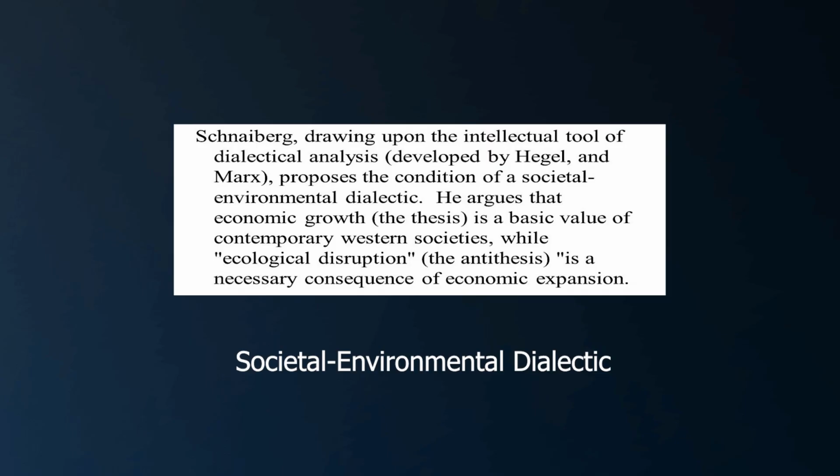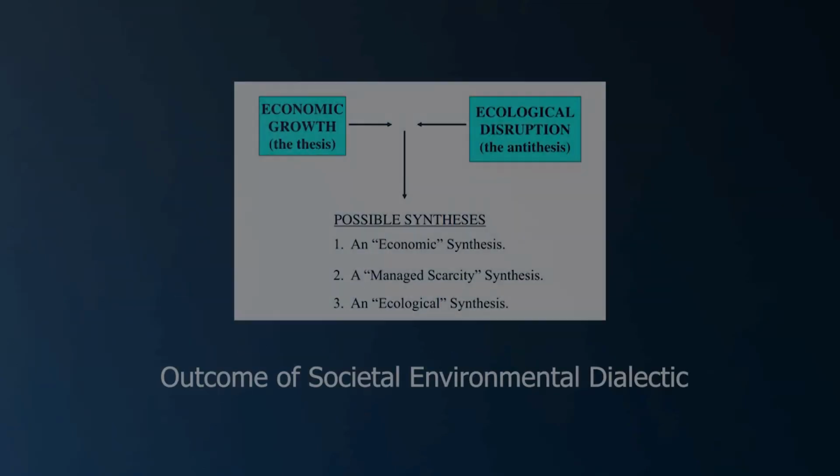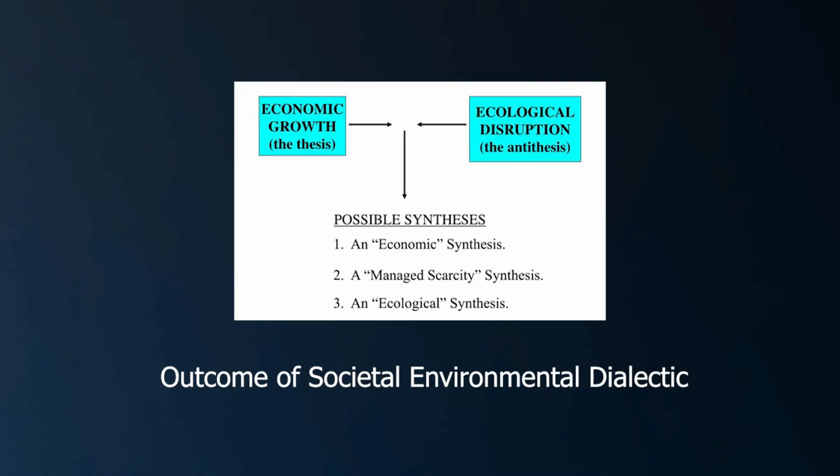What he stated was a societal environmental dialectic. He argued that economic growth is the basic value of societal improvement in the Western world, whereas ecological disruption is a necessary consequence of economic expansion. So this is the dialectic. On one side there is development, on the other side there is disruption. That is why we say if economic growth is the thesis, then ecological disruption is the antithesis, and there lies the dialectic principle.